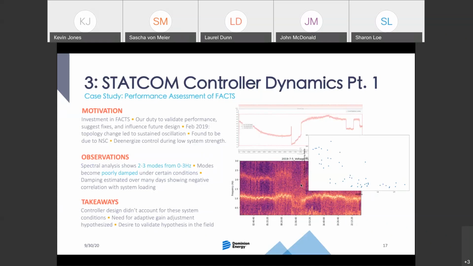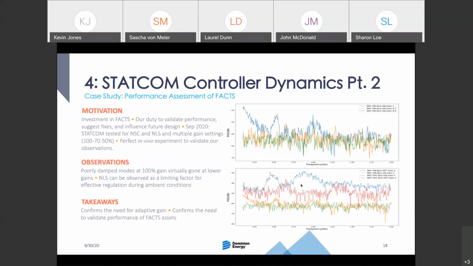And we were actually able to validate this hypothesis in the field with an in vivo experiment. Basically, we made some changes to the StatCom controller in the field while it was still energized, and we were able to observe the results. We were able to confirm that yes, we do need an adaptive gain controller, and we were able to get some insights into what that gain needed to be.